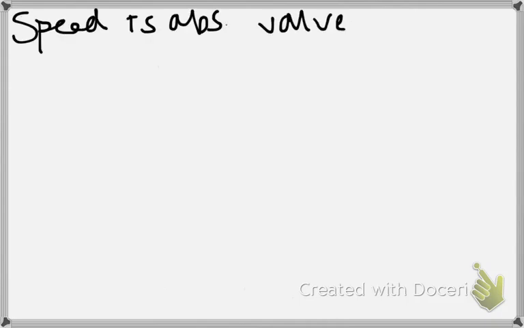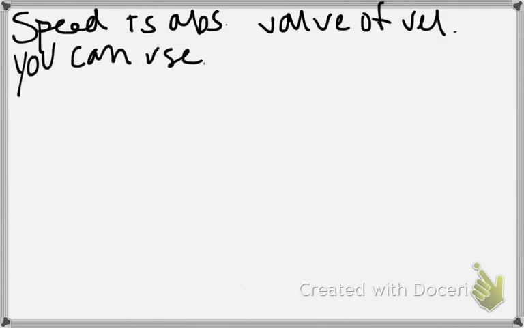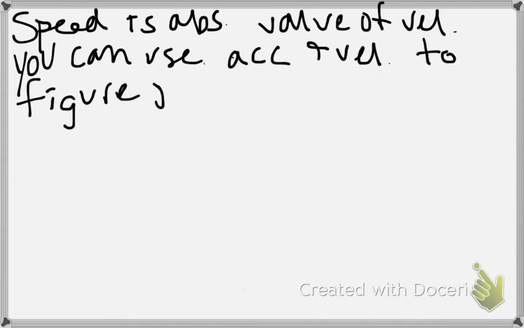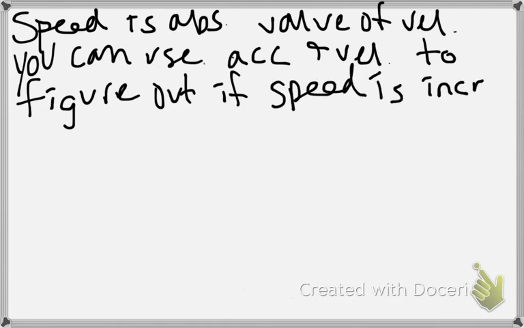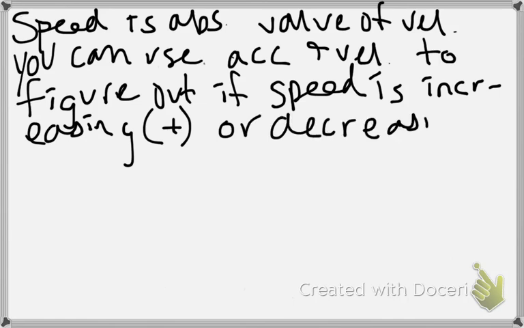So, next topic. You can use the acceleration and velocity to find speed. Just a quick hint on speed, if you didn't realize already, speed is the absolute value of velocity because it is always positive. So as I said a second ago, you can use acceleration and velocity to figure out if the speed of something is increasing or decreasing at a given point.